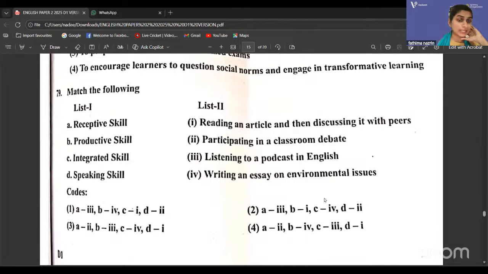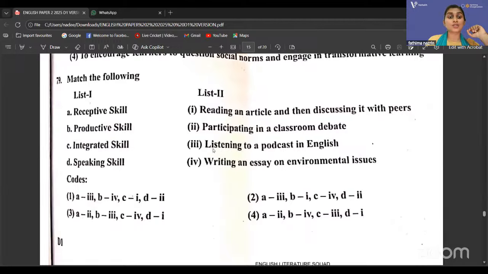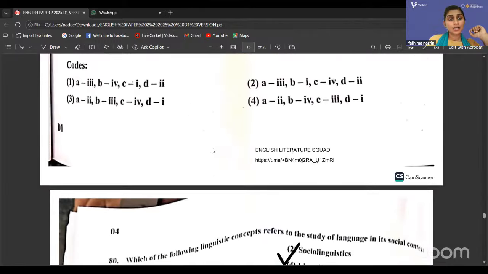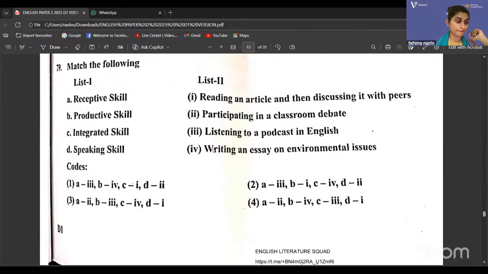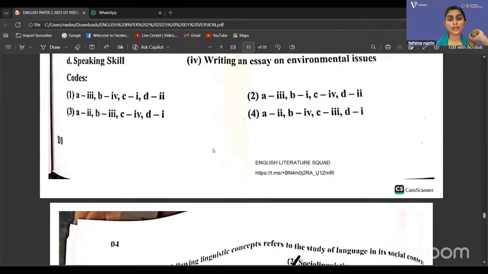Now coming to the 79th question. Here again, this is a match the following. The answer of this question is option number 1. Receptive skill is associated with listening to a podcast in English. Productive skill would be writing an essay on an environmental issue. Integrated skill would be reading an article and then discussing it with peers. And speaking skill is participating in a classroom debate. So the answer to the 79th question is option number 1.